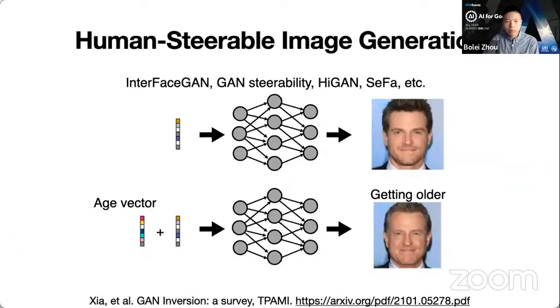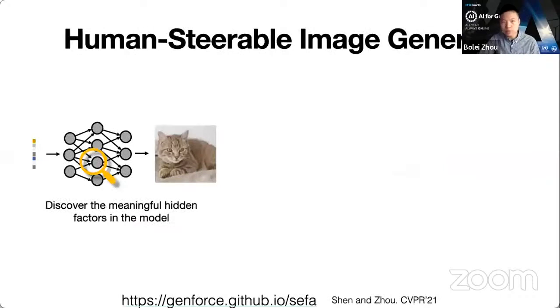We developed many methods such as InterFaceGAN, GAN stability and HiGAN, CVPR methods that try to do this latent image editing. For this generative model, we have some latent space. We have this work that tries to interpret the latent space, then we can guide the image generation process. Then we have this human steerable image generation, so we can control the generation process. For this particular generated sample, we can make it look older. We can change a lot of different attributes.